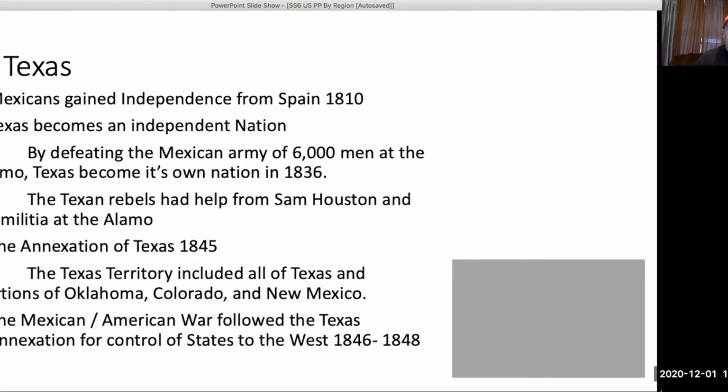What's interesting about that is Texas then writes up its own Declaration of Independence. It tries to establish a government, but because you have so many different people and such a big territory, it was hard for them to establish all of that. They didn't have the money to make all of that happen. By 1845, Texas and the regions in Colorado and Oklahoma become part of the United States. The Texas territory included all of Texas, portions of Oklahoma, Colorado, and New Mexico.